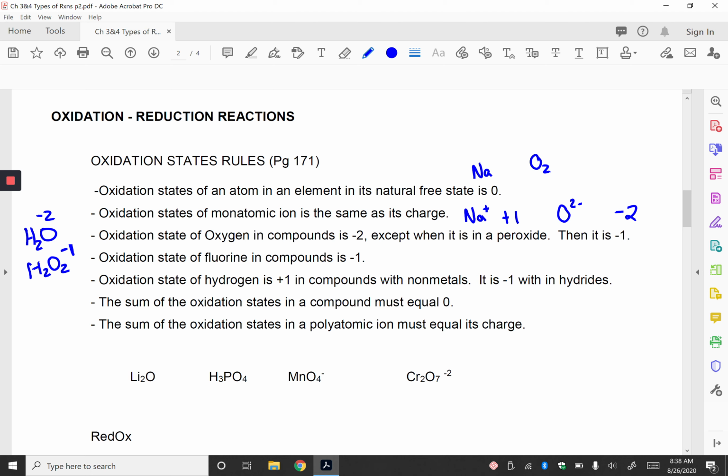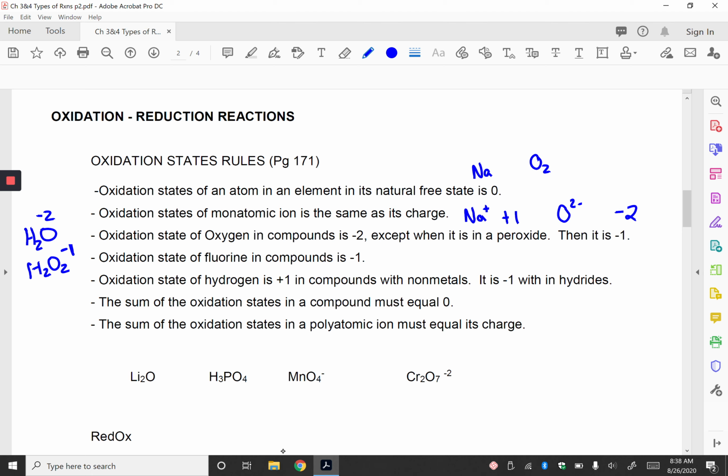And just so you know, the AP exam is not big on exceptions. They care more that you know the general rules, so I wouldn't spend a lot of time figuring out is it a peroxide or not. I think if you know that this is hydrogen peroxide, you're good with this.